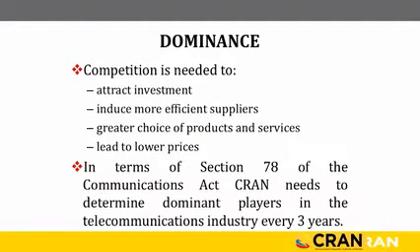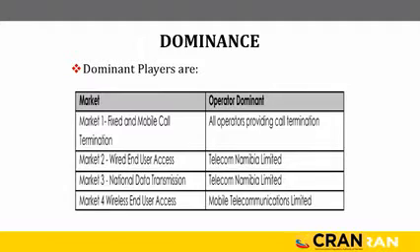Dominance. Competition is needed. Why? To attract investors, to induce more efficient suppliers, to have a greater choice for products and services. And this all leads then, of course, to lower prices in the long run. In terms of Section 78 of our Act, CRAN has to do a dominance study every 3 years and to determine who are the dominant players in our market. Now, the first dominance study was done in 2012, and we did a new dominance study this year, and the results were then published. So this is what it looks this year.